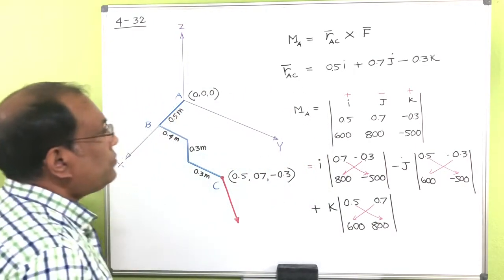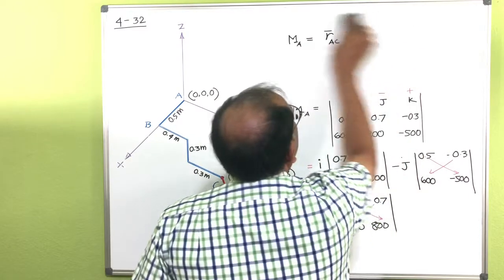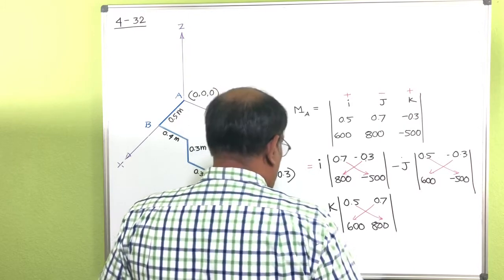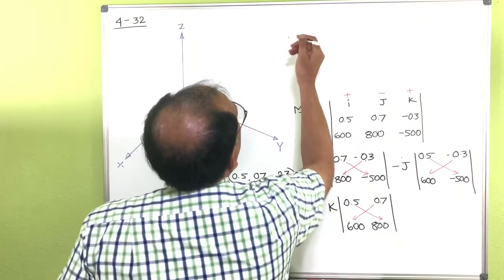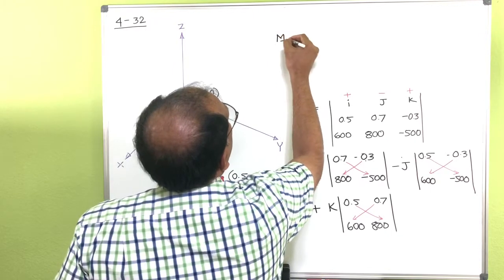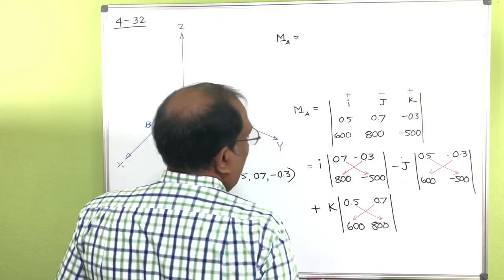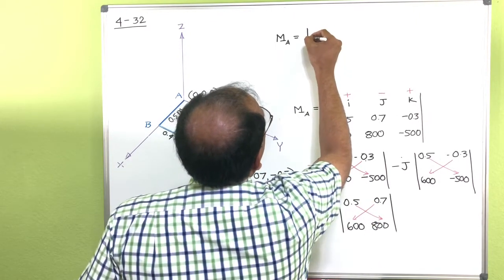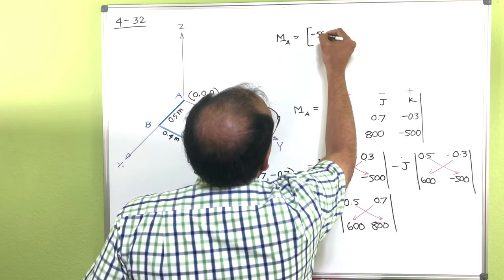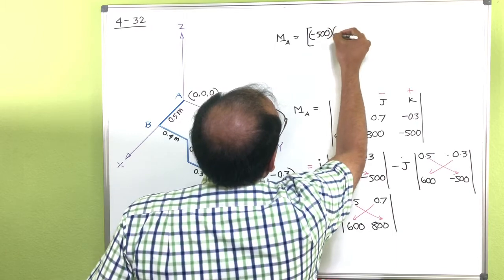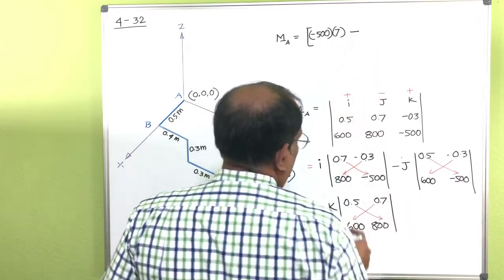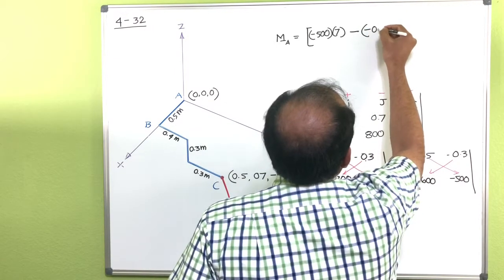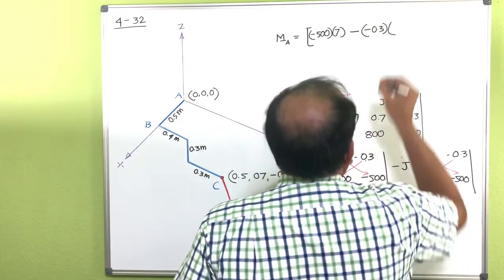Okay, so let me write it there. So the moment at A, you can see here that's actually minus 500 into 7, minus, and then there is a negative here, 0.3 into 800.